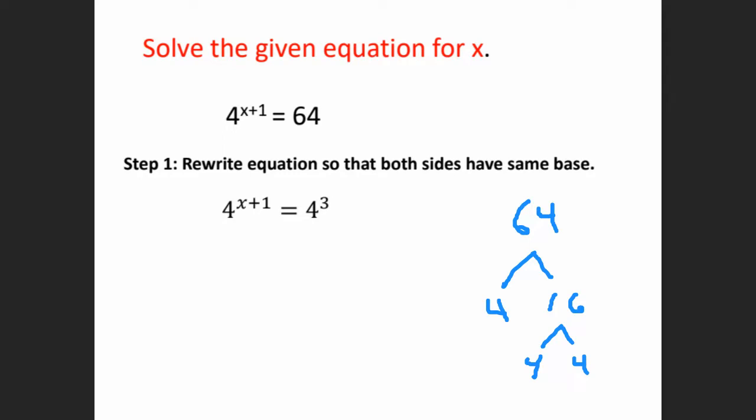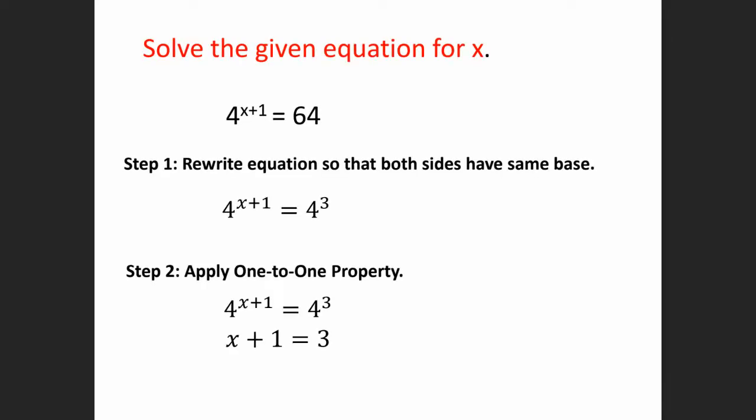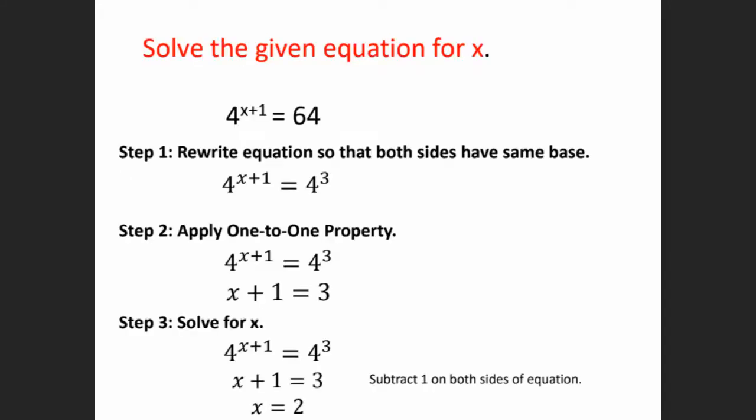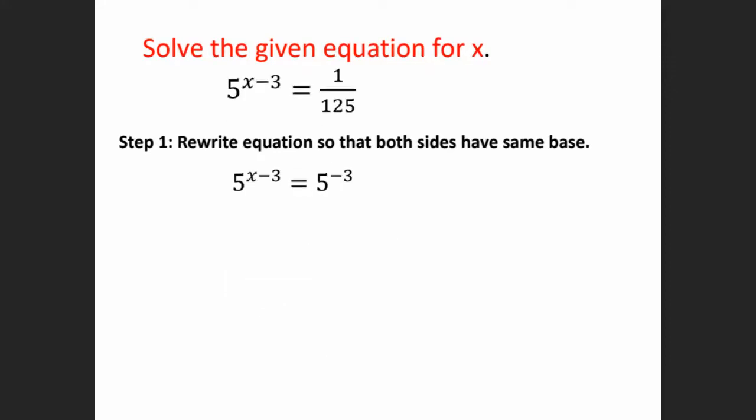Okay, so now we can see that this is a one-to-one property problem. So for these equations to be equal to each other, since they have the same base, the exponents have to be equal to each other. So then I will set the exponents equal to each other. x plus 1 is equal to 3. Solve for x by subtracting 1 on both sides. So x is going to be equal to 2. Yes, so questions?